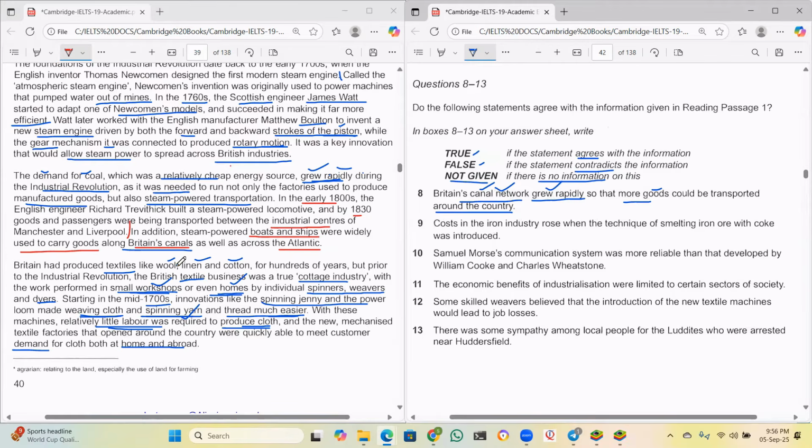Okay. Now, did he talk about the canal network growing rapidly? Yes or no? He said steamboats and ships were widely used to carry goods across Britain's canals. That's it. Nowhere he mentioned that canals grew rapidly to carry the goods, right? No. He did not extend, but this is an extended question, which is not given in the paragraph. So, yes, we cannot say. No information is given about this because no information about canal network growing rapidly. Okay. So, yes, what is your answer, guys? My answer would be obviously not given. Okay.